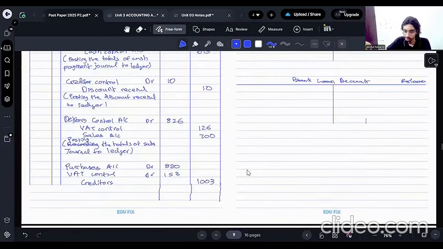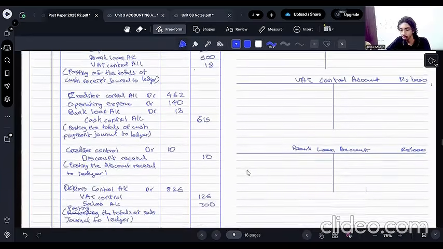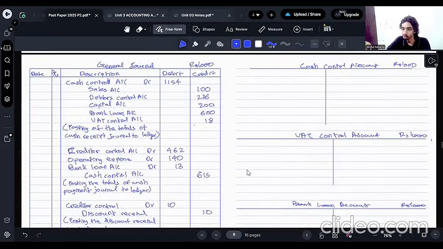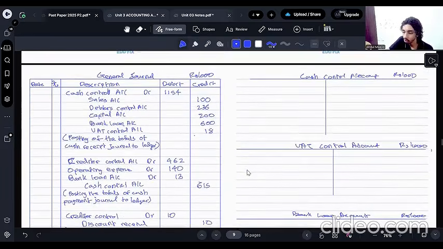So you can say here posting totals of purchase journal to ledger. And that is done. Now you can prepare the three accounts: cash control account, VAT control, and bank loan account. So in cash control account, you can say sales 100. Here you can post it from here.